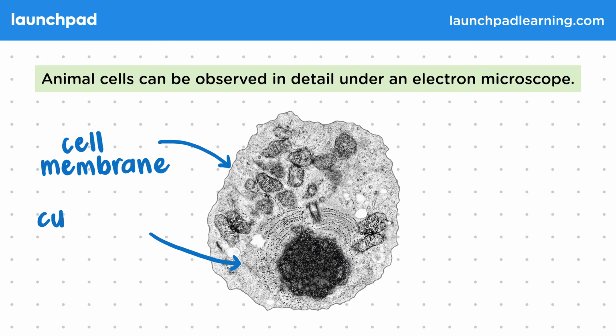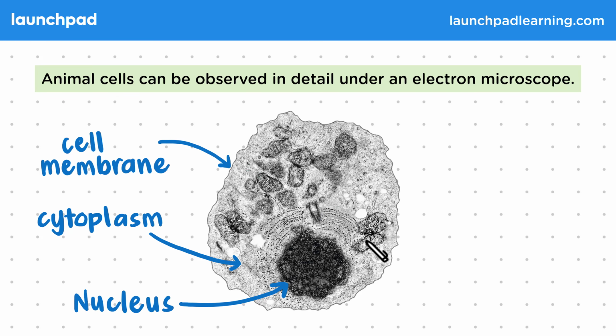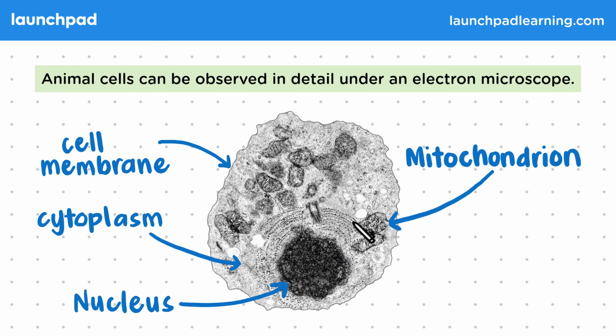This arrow is pointed to the cytoplasm, which fills the inside of the cell and is what all of the other organelles are sitting in. The large dark blob that you can see at the bottom of the cell is the nucleus. And just up to the right-hand side of the nucleus is a mitochondrion. A little bit trickier to see, to the left-hand side of the mitochondrion are ribosomes. These are the small dark dots that you can see floating in the cytoplasm. They are much, much smaller compared to the other organelles.